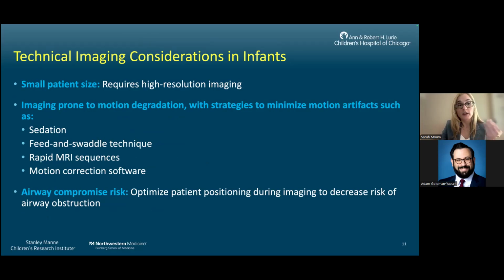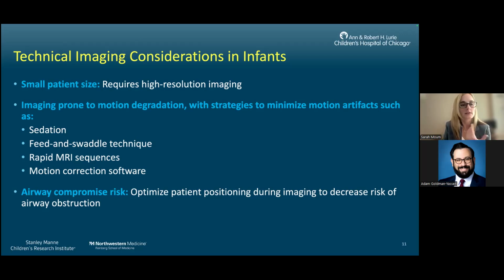Moving on to infants themselves and some technical considerations: because the patients are small, there is a focus on high resolution imaging to assess the masses, but that is another diagnostic challenge for radiologists and technicians alike. As I just mentioned, imaging in babies can be motion degraded, so we can use sedation to help minimize the motion artifacts, but also feed and swaddle techniques can sometimes be successful, especially in the first couple weeks to months of life.